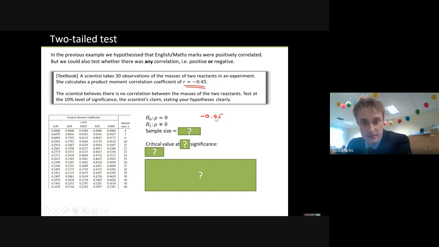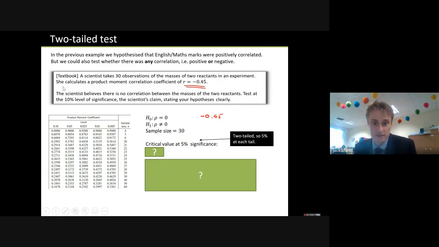The sample size is given to us, which is 30. It's a two-tailed test, so it does say 10% significance, but remember, if it's two-tailed, you split that 5% to the left and to the right. So 5%. Now let's look up this number. So 30 is here, 5% is here. So that is 0.3061. Now, the sign, you can actually ignore the sign, okay? Because the sign just tells you if they go with each other or if they go against each other.